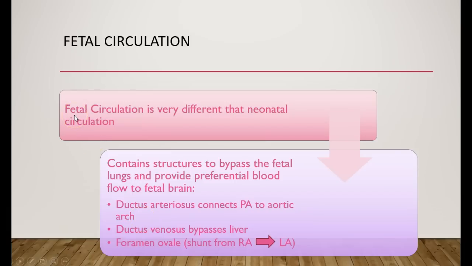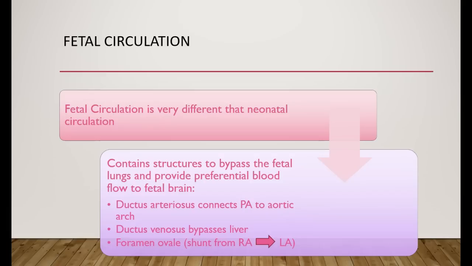Fetal circulation is very different than neonatal circulation. Remember, neonatal is once our baby is born, and it's a fetus up until the minute that it's born. And it contains structures that are going to bypass the fetal lungs. If you remember, all the gas exchange is taking place at the placenta, so the blood does not need to go to the lungs in order to get oxygenated.